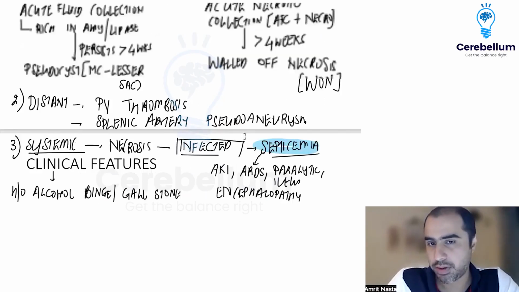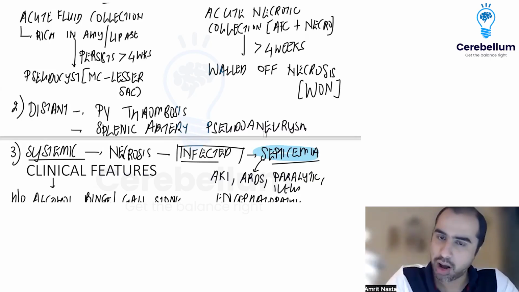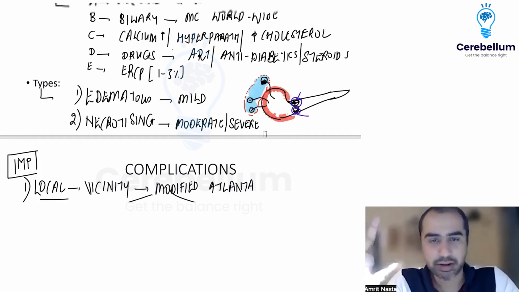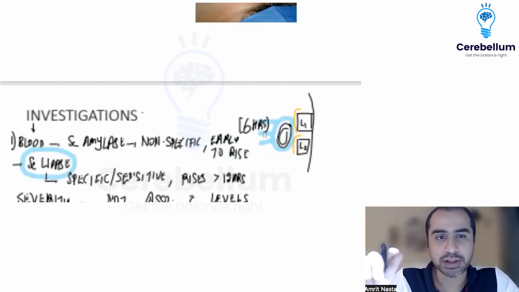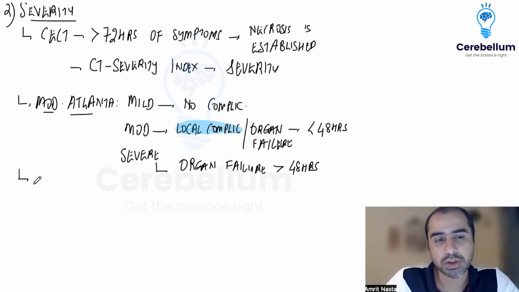दोनों चीज बोली. Organ failure हुआ more than 48 hours, severe. These are the two scoring systems you need to know for severity. पहले के जमाने में they used to do one score which was called Ranson score. आजकल नहीं करते. So it's a very elaborate score. You can check it in the notes if you want. आजकल नहीं करते Ranson score.